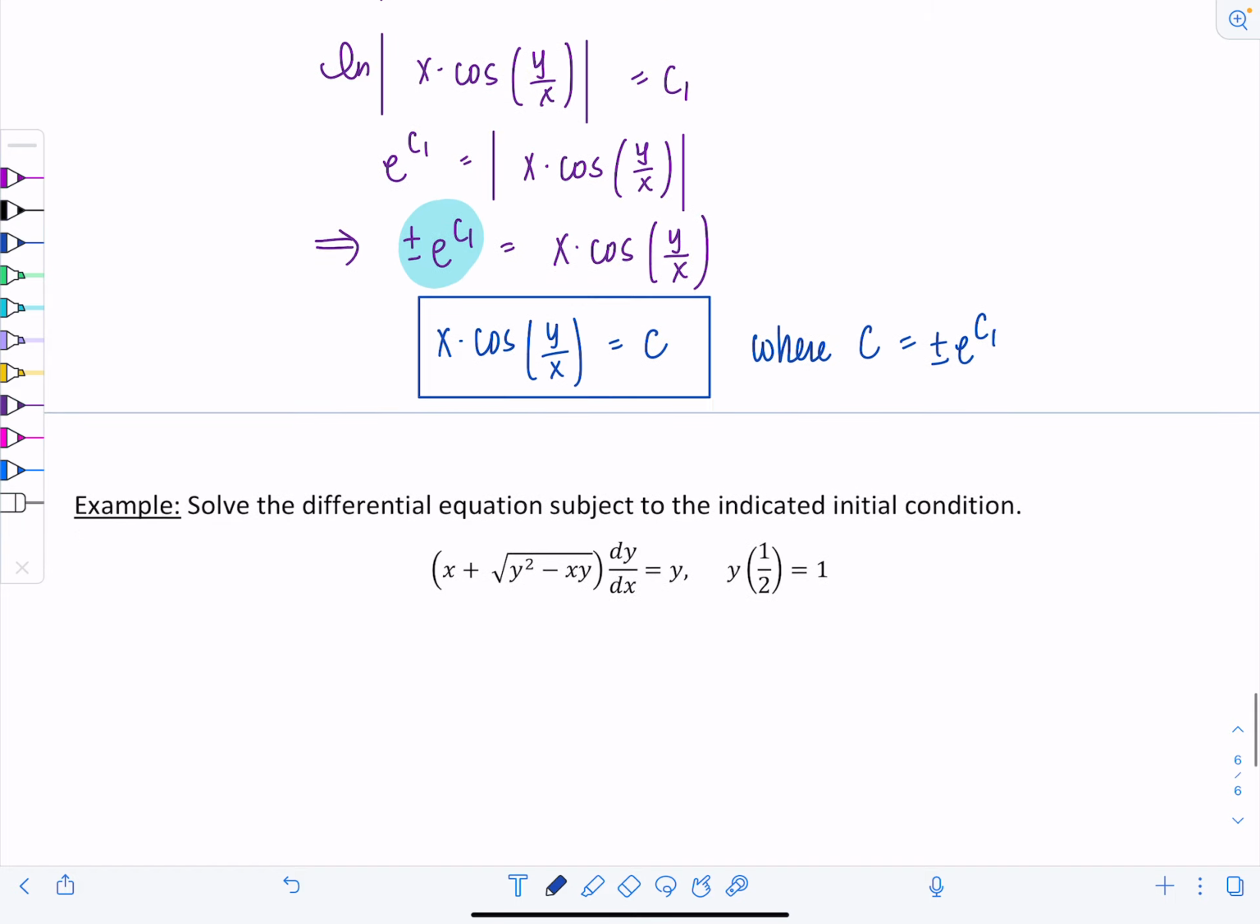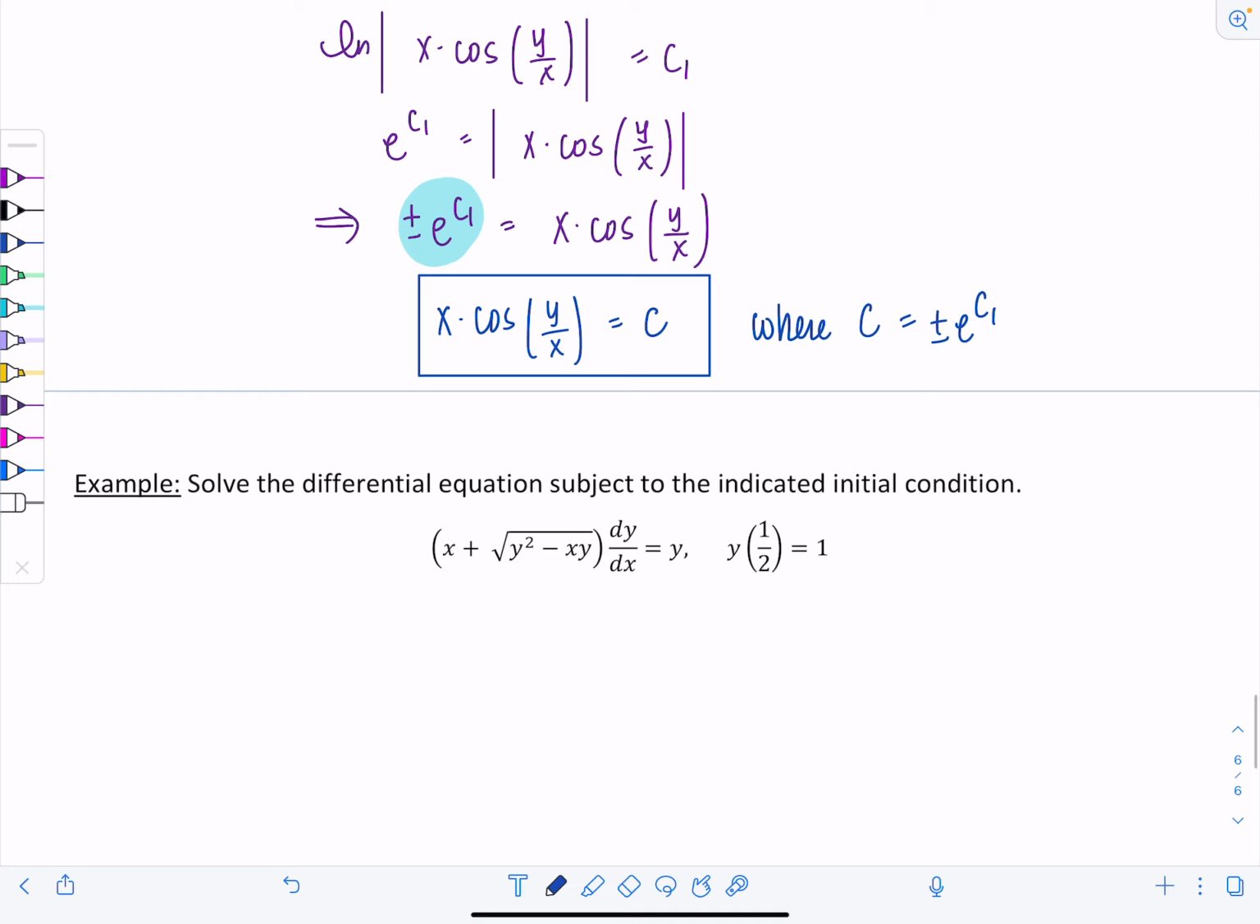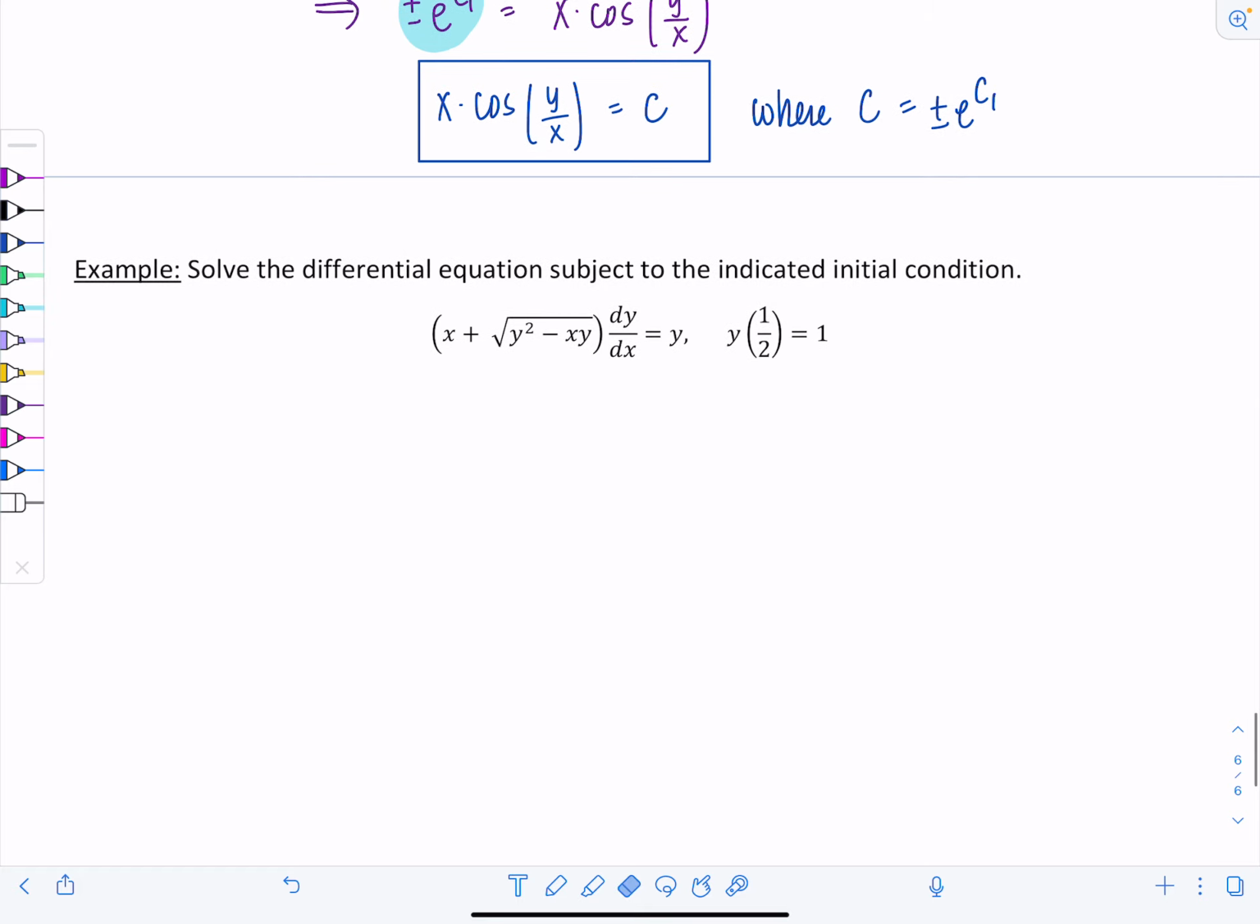Okay, so we've got x plus rad y squared minus xy dy dx equals y, and they're also telling us y of 1/2 equals 1. Now you might be saying, wait a minute, this does not look like a homogeneous differential equation. It's not in the form that I remember. Well, we got to separate the differential dy from dx, okay? So just think to yourself, the homogeneous equation form that we've been looking at, they're always set equal to 0.